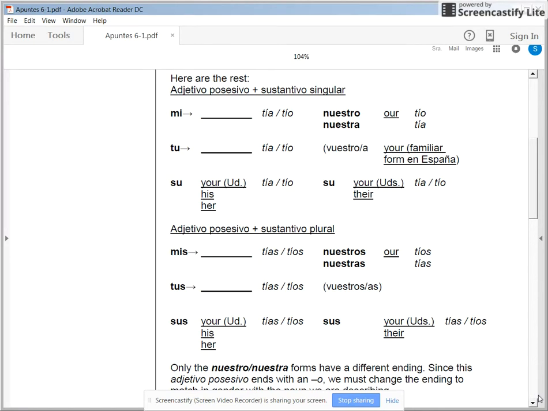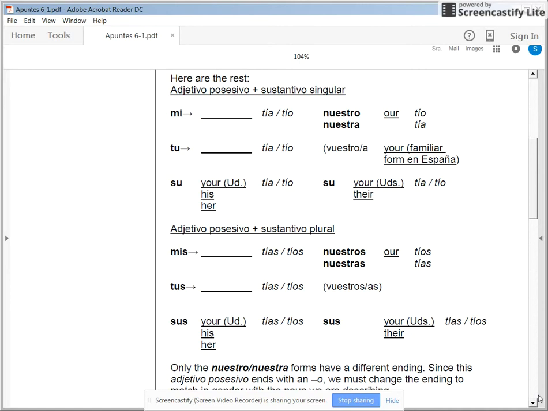We have mi. So next to the arrow, you want to make sure that you write the translation, which is my. And notice I put tío and tía because it's just one. So mi tía or mi tío would be my aunt or my uncle. Then we have tu. Notice there's no accent because when we're using it as your, then it does not have an accent. If you wanted to say you, then yes, you need the accent if you're using the subject pronoun. But in this case, it's the possessive adjective, no accent. So again, it'd be tu tía or tu tío.